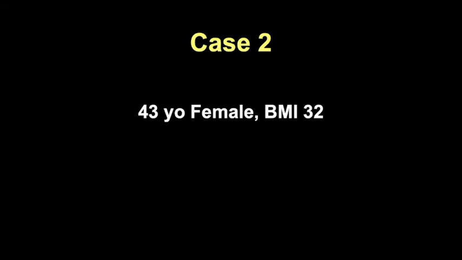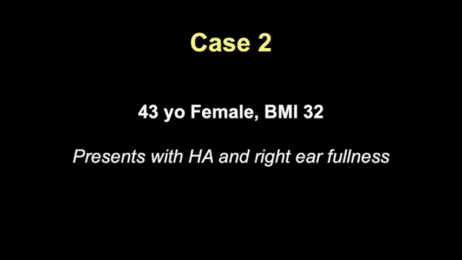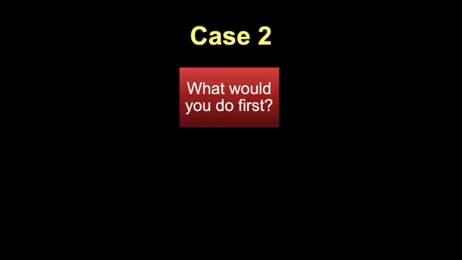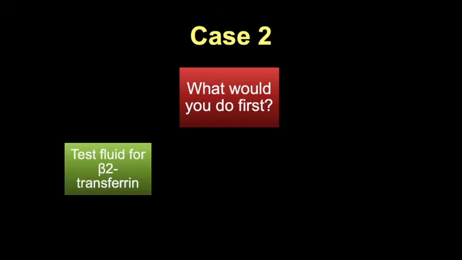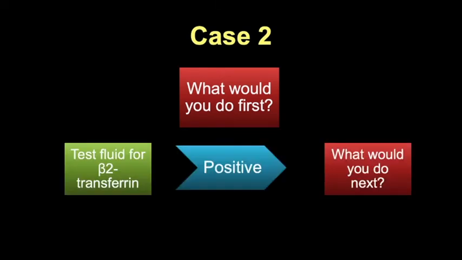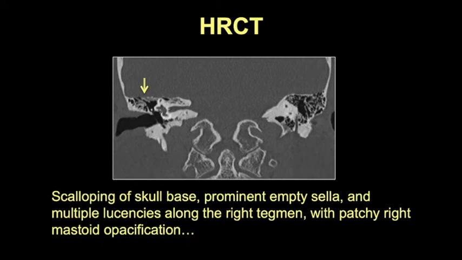Case 2 is a 43-year-old female with elevated BMI who presents with headache and right ear fullness. So what would we do first? Well, we're going to start with beta-2 transferrin. If it's positive, of course, the first thing we're going to do is a CT. And in this case, you can see scalloping. Well, actually, the image is not shown.